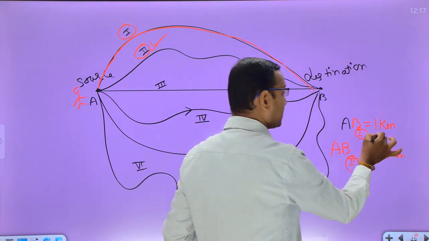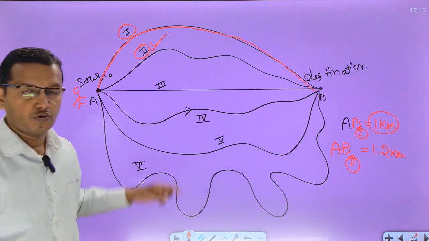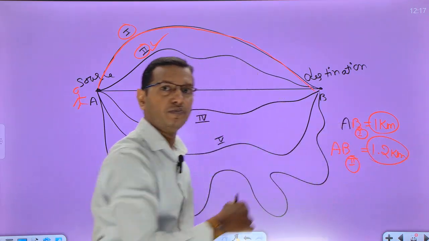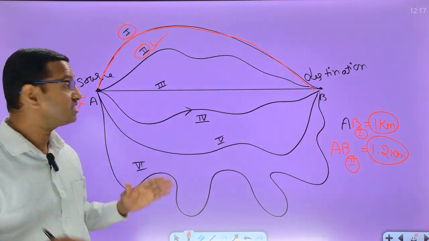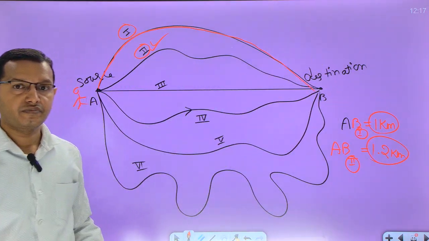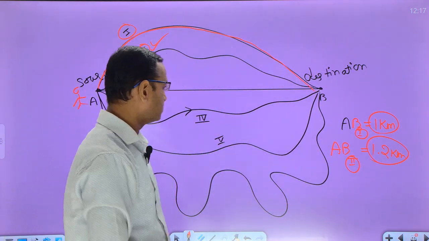What is the distance? For path 1, I can call it 1 kilometer. Taking path 2, the distance is 1.2 kilometers. So I'm using the word distance. Distance is nothing but how much of the entire path the object is covering. That length is nothing but distance.